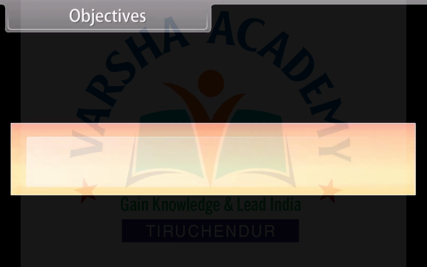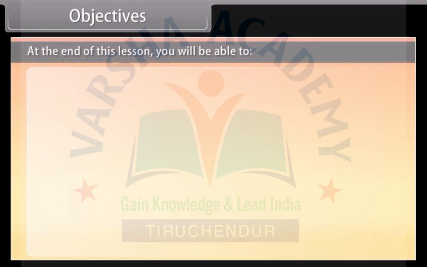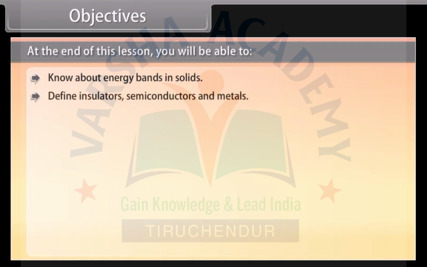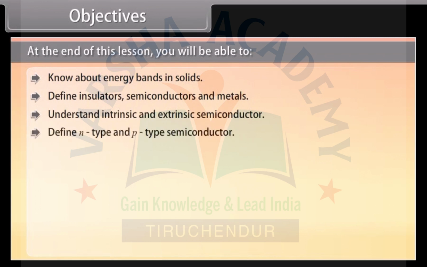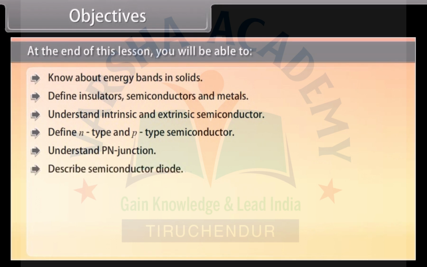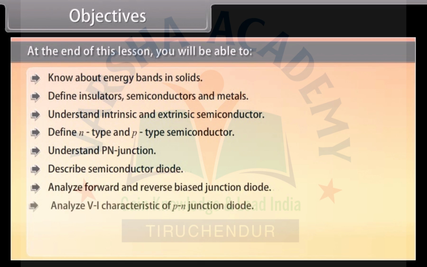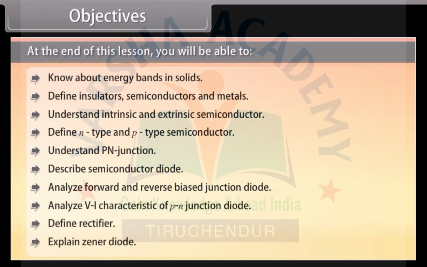Objectives. At the end of this lesson, you will be able to know about energy bands in solids, define insulators, semiconductors and metals, understand intrinsic and extrinsic semiconductors, define N-type and P-type semiconductors, understand the P-N junction, describe the semiconductor diode, analyze forward and reverse biased junction diode, analyze the VI characteristic of a PN junction diode, define rectifier, and explain the Zener diode.